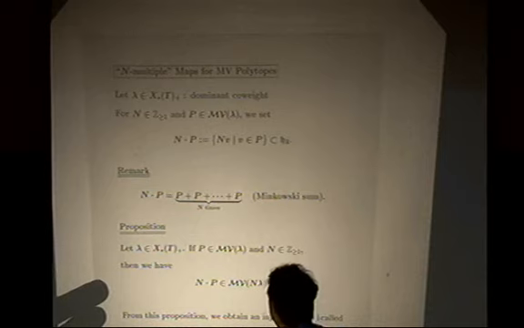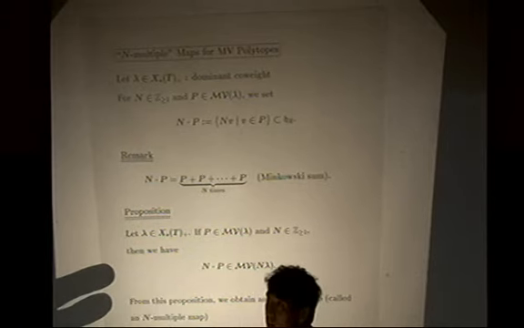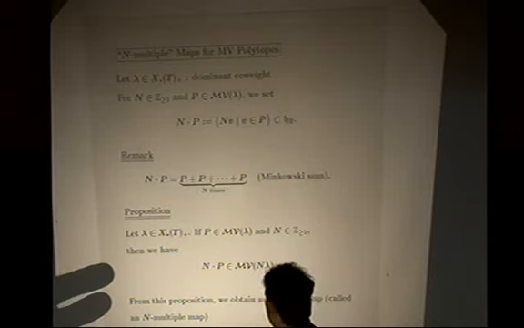Second, we introduce the notion of n-multiple maps for MV polytopes. Let lambda be a dominant co-weight, and for a positive integer n and an MV polytope P, we set n dot P, which is defined by this. And then this set is equal to the Minkowski sum P plus P plus dot dot dot plus P. These two sets are equal. This is not at all obvious, but we can prove this equality.